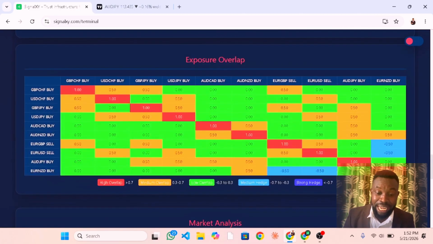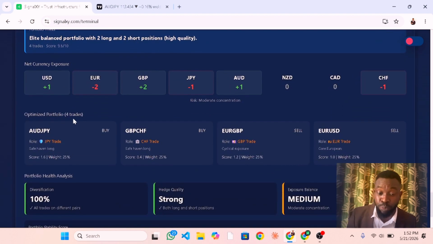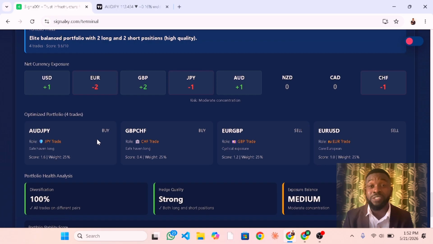Now, based on everything that it has done, here you have up to 10 different currency pairs, but it has given you the best optimized portfolio. That means out of those 10 currency pairs, you should pick these top 4. It has arranged the top 4 in a way that the correlation is brought down, because when you trade highly correlated pairs, you are over leveraging your account.